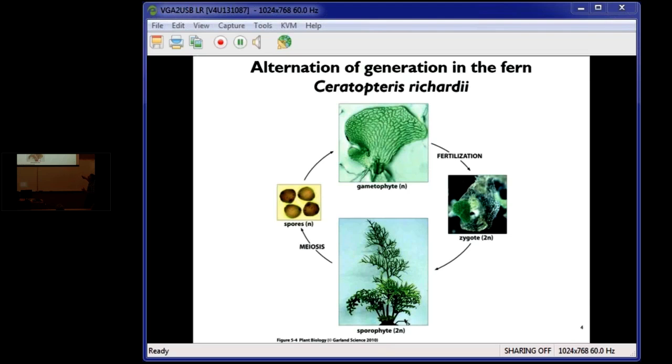You get the gametophyte undergoing fertilization. Products from two gametophytes come together to form a zygote. The zygote undergoes development, differentiation, proliferation to form a larger sporophyte. Again, that's a dominant plant you would see in flowering plants. And then within specialized cells in that sporophyte, you have formation of spores through the process of meiosis.